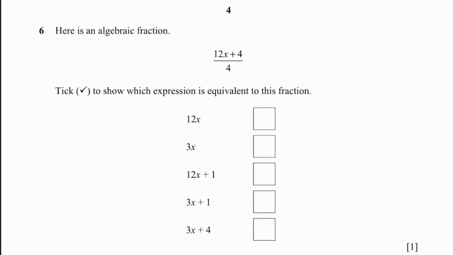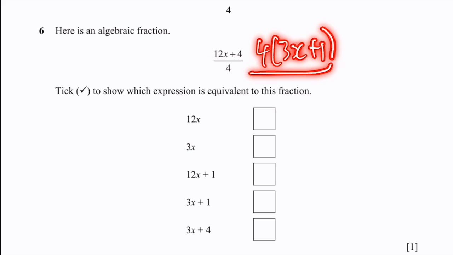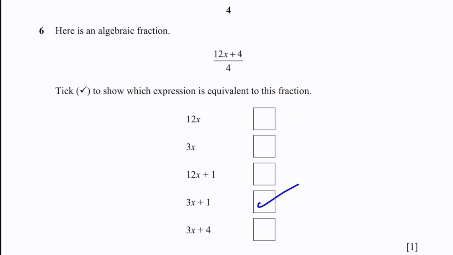Question 6. Here's an algebraic fraction. Tick to show which expression is equivalent to the fraction. We can factorize this to make it 4 × (3x + 1). And if we divide that by 4, we can cancel it out, so it'll be 3x + 1, which is the fourth option.